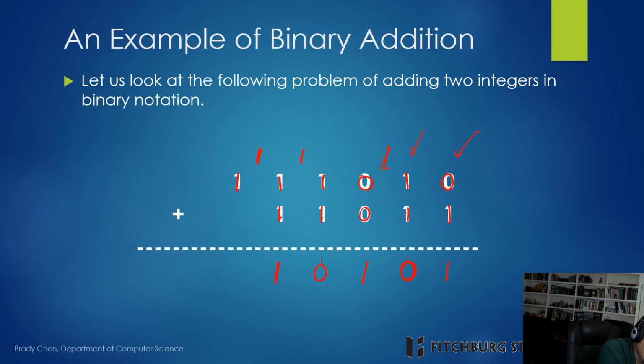Now here in the 32nd position, 1 over here plus nothing at the bottom, so you got a 1. And don't forget the 1 carried over from the previous position. So you got 1 plus 1, so you got a 0, and carry a 1 to the next position. So you got a 1. The final result is 1, 0, 1, 0, 1, 0, 1.